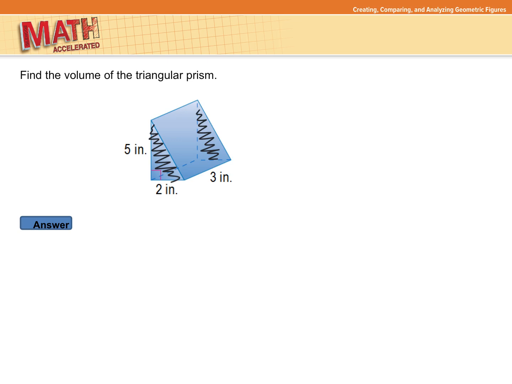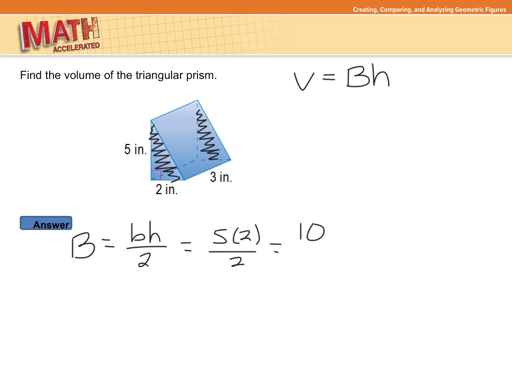So, we're still finding volume of the prism, so we need capital B times H. What does capital B stand for? Not just base, what does it stand for? Area of the base. So, area of a triangle, we said at the beginning, was base times height divided by 2. Looking at that triangle that we shaded, what is the base and the height of that triangle? It is 5 and 2. So, what is 5 times 2? 10 divided by 2? 5.